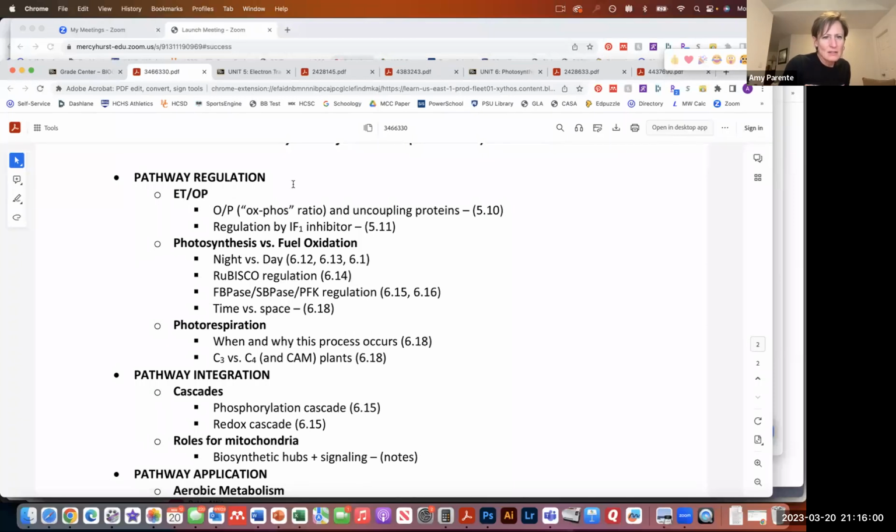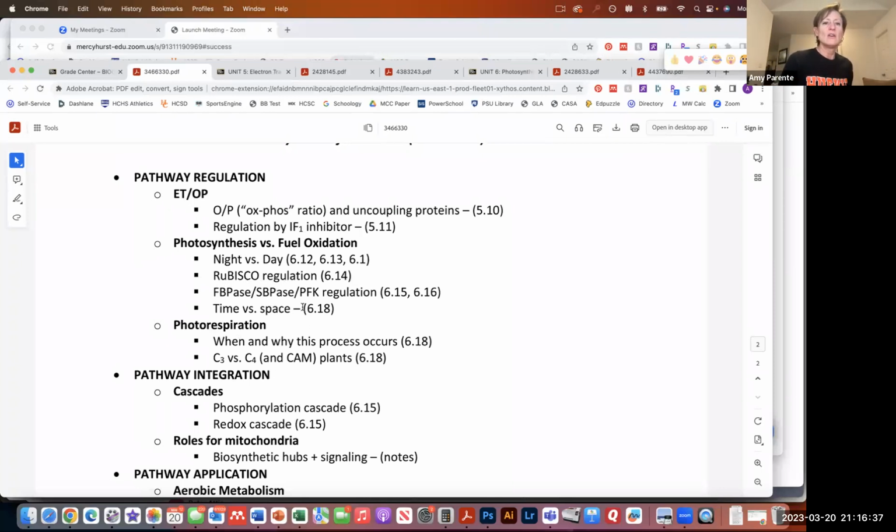Let's see. Thinking about how photosynthesis is regulated in the day versus the night. That's not something we think about with fuel oxidation. Talking about Rubisco regulation. So there were several videos that got put out in the last few days here, thinking about how we regulate the Calvin cycle, right? And so that's FBPase, SBPase, and then thinking about PFK regulation. And then this aspect of regulating photosynthesis and CO2 acquisition in time versus space.